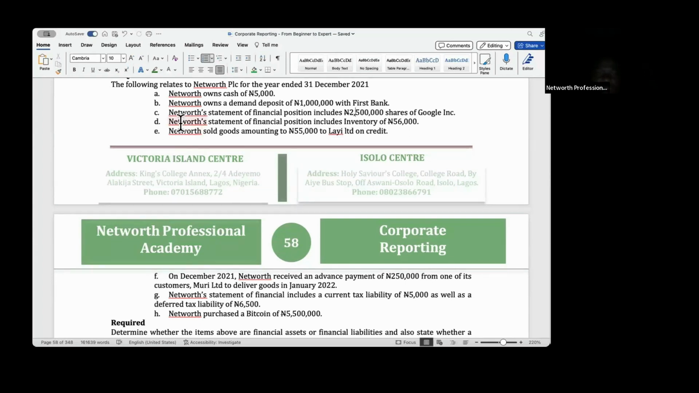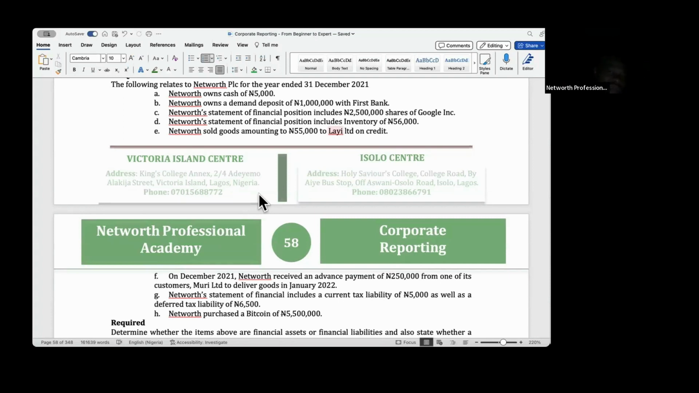This one says that net worth statement of financial position includes inventory of 56,000. Omotayo. Okay, good evening, sir. Inventory is an asset, so net worth has assets of 56,000, financial assets. Okay, is there a financial instrument contract here? No, there is no contract. There is no other party in the question. Okay, that's correct, but net worth does not have a financial asset.